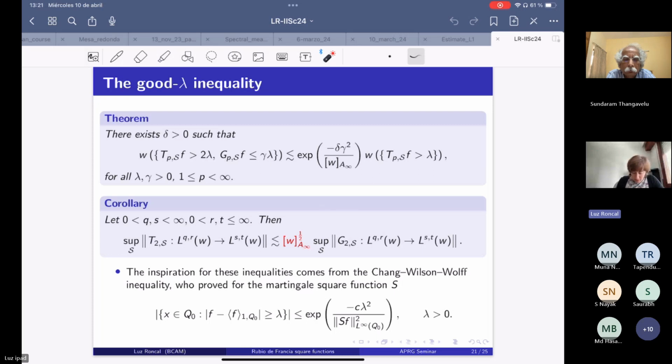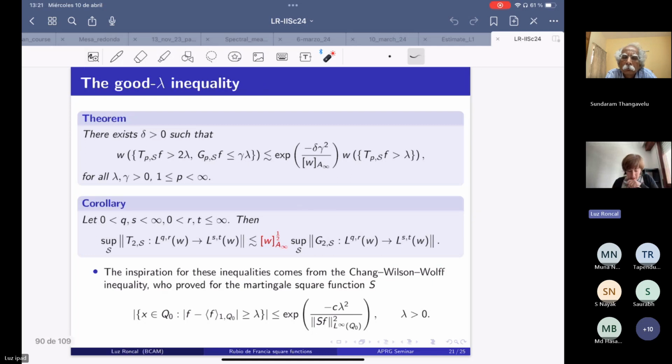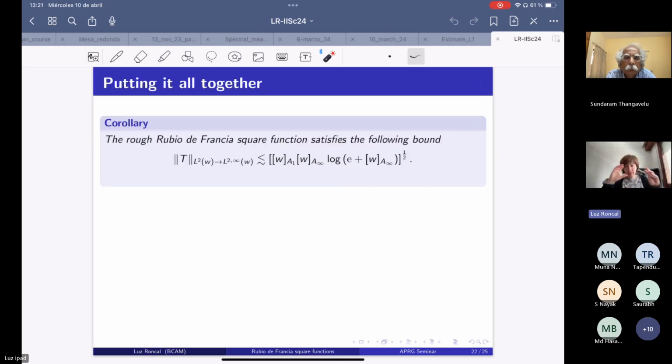So the inspiration for these inequalities comes from the so-called Chang-Wilson-Wolff inequality, that maybe was initially stated for martingale square function. So it's an elaboration of these kind of ideas, but in our setting. Okay, so this is to put together everything that I mentioned. So this is the result. Okay, here we have 1/2 for all of them. And as I mentioned, the estimate is sharp up to this logarithm term. It would be very nice to see if this is sharp or not.